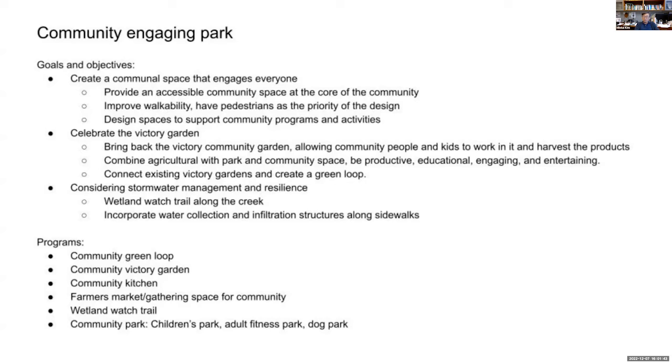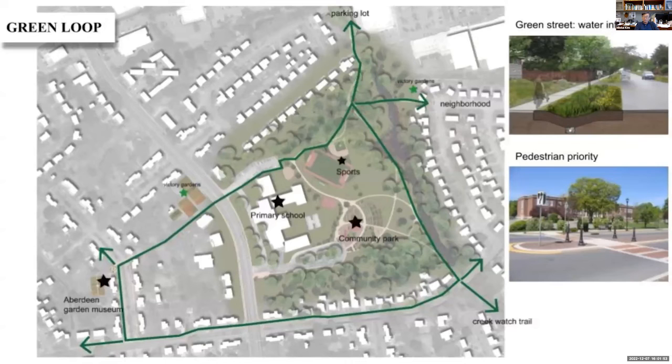Third is considering stormwater management and resilience: a wetland watch trail along the creek, and also incorporating water collection and infiltration structures along the sidewalks. This is the green loop I proposed to connect the Aberdeen Garden Museum, Primary School, Community Park, the Creekside Trail, and also some existing Victory backyard gardens.